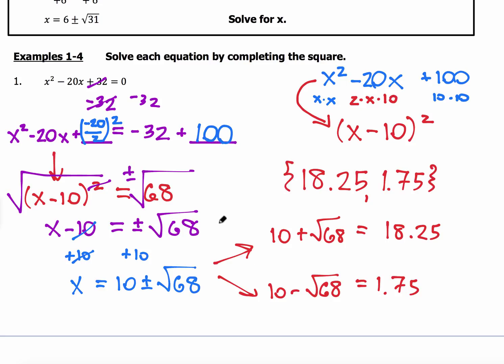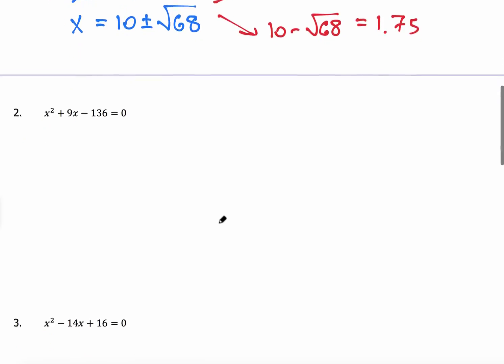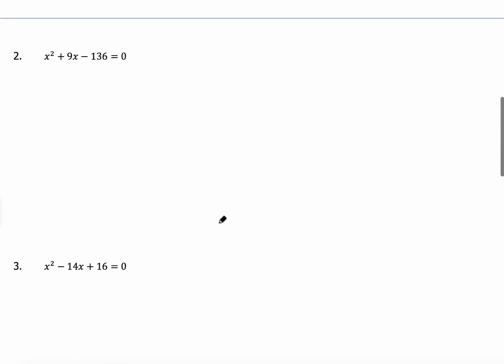Okay, let's look at another problem, number 2. And again, I know this method probably seems like it's the most complicated of them all, and that's because it's new. So once you get the hang of this, it's actually pretty simple. Number 2, x squared plus 9x minus 136 equals 0.